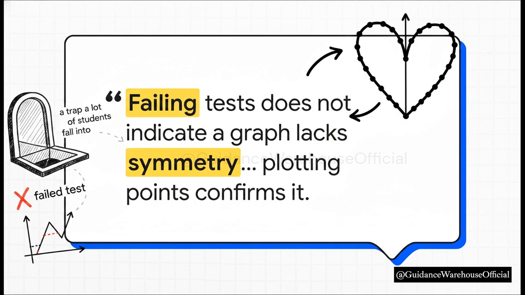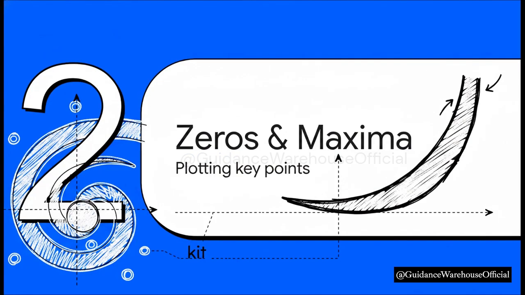Failing a symmetry test doesn't necessarily mean your graph lacks symmetry. It literally just means the test failed to prove it mathematically on the first try. You still have to plot your points to confirm what's actually happening. So never let a failed test trick you into assuming there's zero symmetry. Always double check. Moving right along to section 2, finding zeros and maxima.